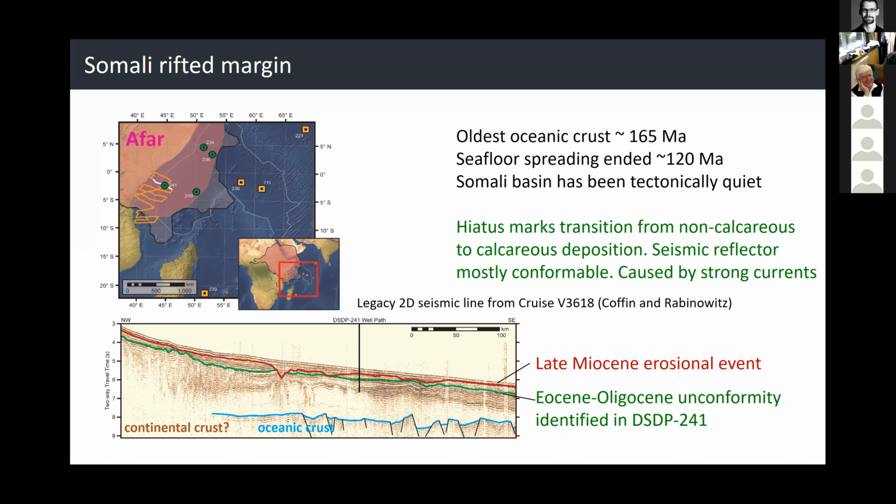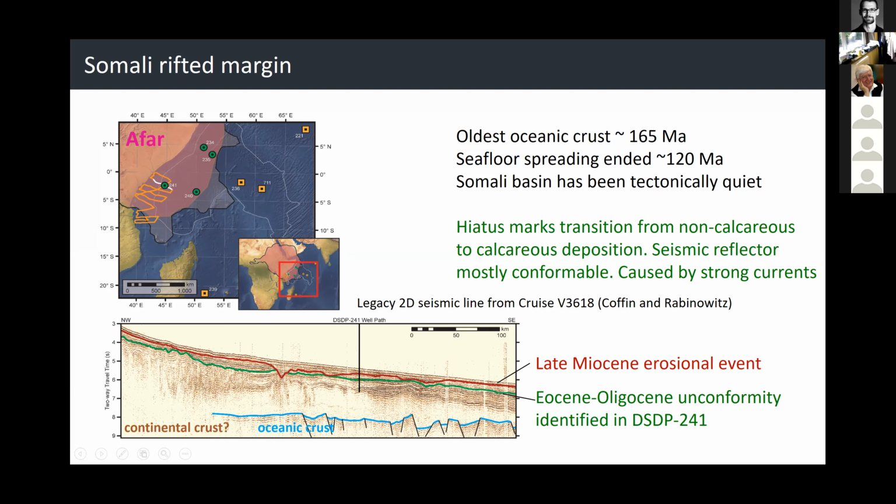This hiatus is mostly conformable, and we can trace it as a reflector through most of these seismic reflection lines. In some locations, it's non-conformable, and you can see that towards the left of this line, for example. Now, finally, on this line, you can see this red reflector, which is a late Miocene erosional event. This is not related at all to this study, but it shows very nicely an incised channel.